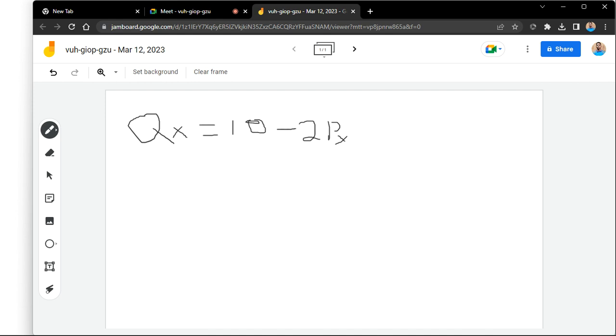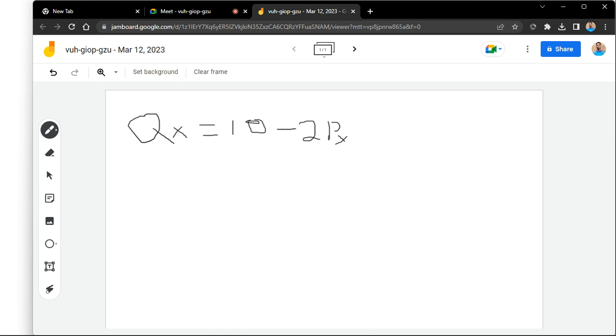What we want is to make px, the price, the subject of the formula, because that is when we're going to get an inverse demand function. How are we going to do that? Simple. First, we take the one we want to make the subject of the formula, the negative 2px, and we transpose it to the other side. When we take the negative 2px to the other side, it will become positive 2px.